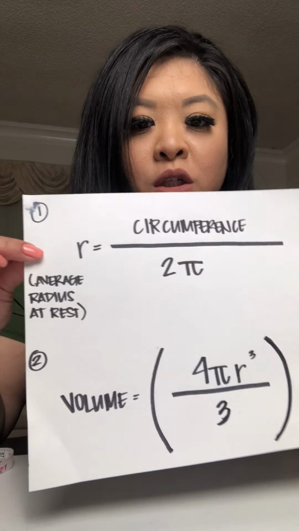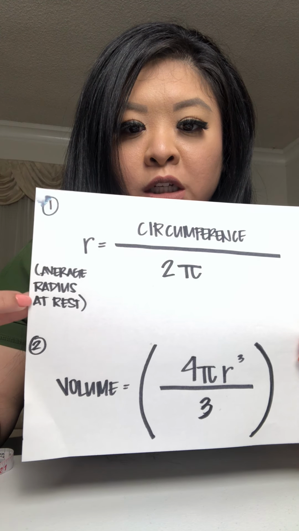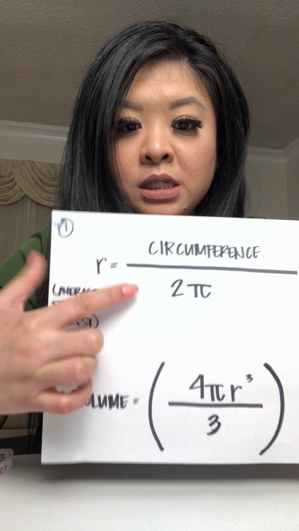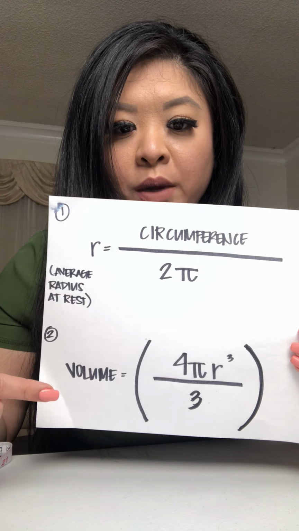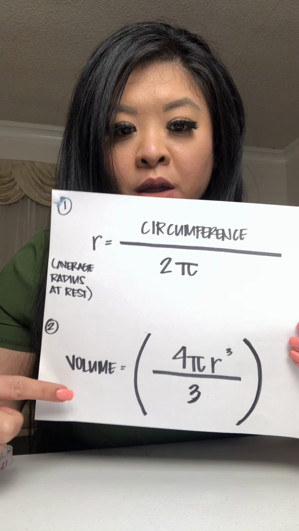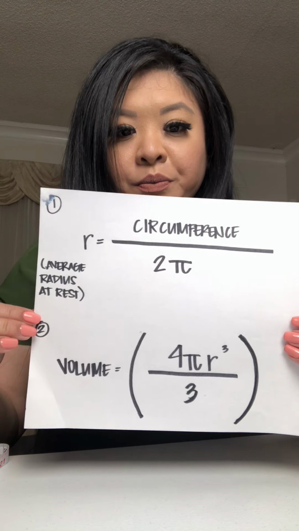So once you have the average of the 3 trials, you can calculate the average radius of the balloon by dividing the average circumference that we got by 2 pi, which is equivalent to 6.28. And this is the equation: the average radius at rest equals circumference divided by 2 pi. And then once you have this, you can move into the next equation to get the tidal volume. And this is it.